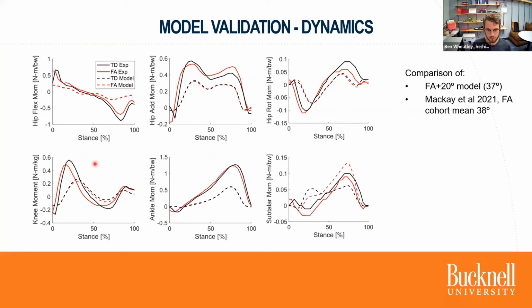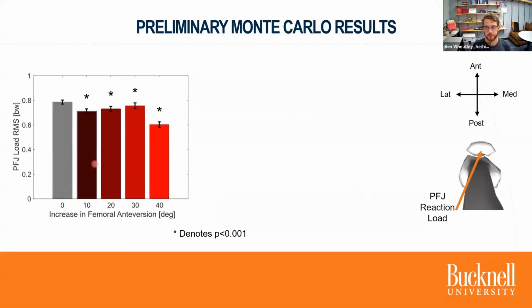And then finally, looking at our ankle and subtalar moment values, we have pretty good agreement overall with the shape of our model and our experimental curves. Generally speaking, maybe our model had a bit of an underrepresentation of the joint moments, but overall, pretty strong agreement here. Diving right into our preliminary Monte Carlo results, we're looking now at the patellofemoral joint reaction load.